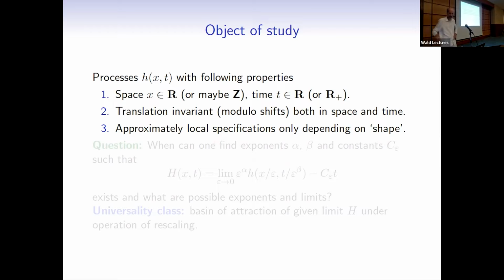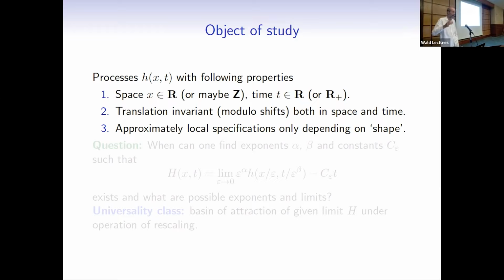Okay, so approximately local specifications. What do I mean by this? Local in time would basically mean that it's a Markov process. Approximately local means in principle you would allow for a little bit of memory, but it should be very short range. It shouldn't be something with a memory kernel that only decays like a power law, so that we don't want to look at.